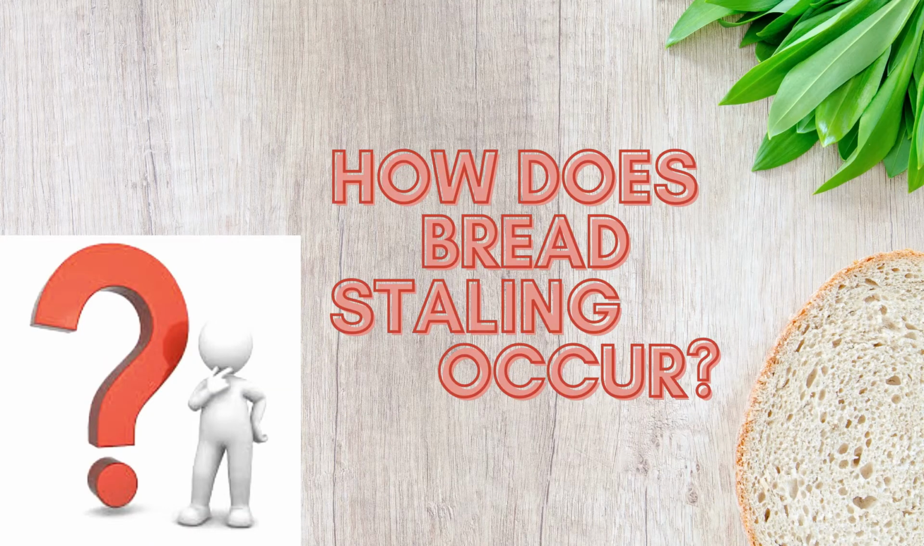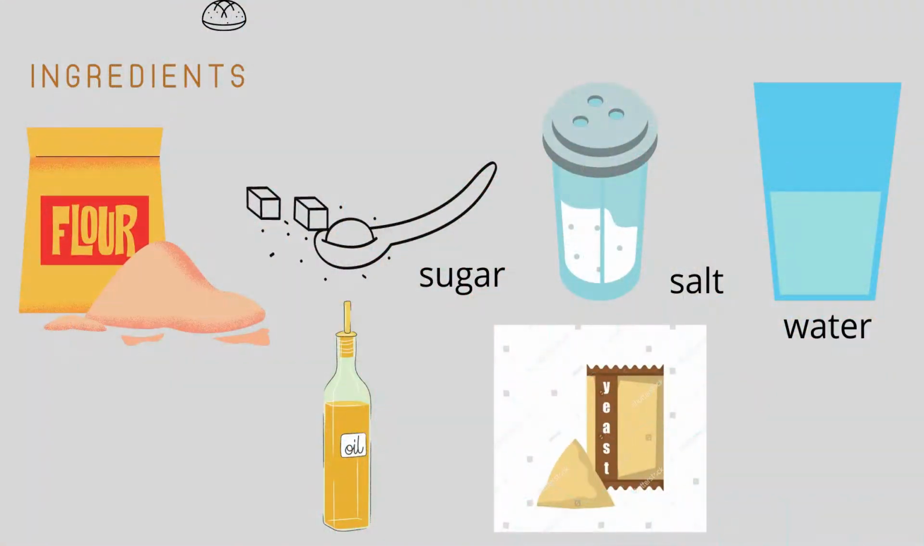So, how does bread staling occur? Before getting into details, we must first know what are the ingredients used for bread baking. The common ingredients used are flour, sugar, salt, water, oil, and yeast.